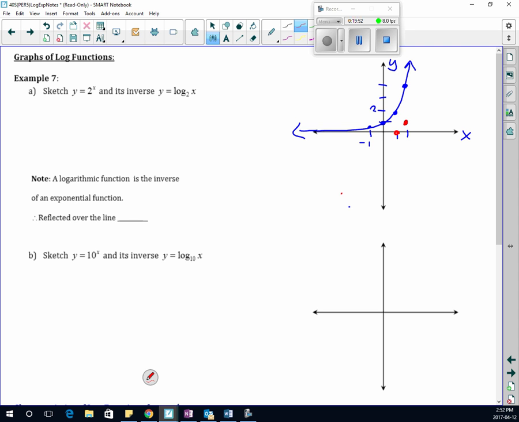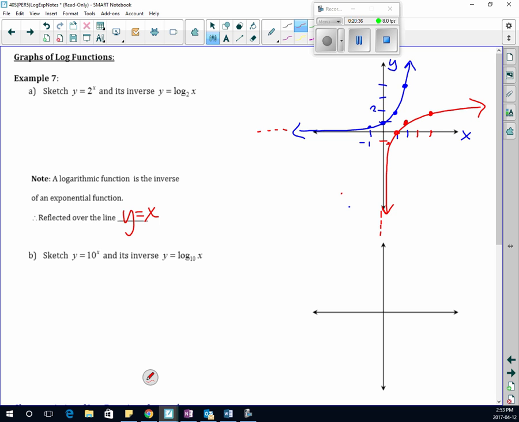That's okay, I'll go back. 2, 4 becomes 4, 2. And I forgot this, negative 1, 1/2 becomes 1/2, negative 1. So there, it looks like this. You see where my asymptote is now? It was there, and now it becomes there. So a logarithmic function is the inverse of an exponential function. Therefore, it is reflected over the line y equals x.